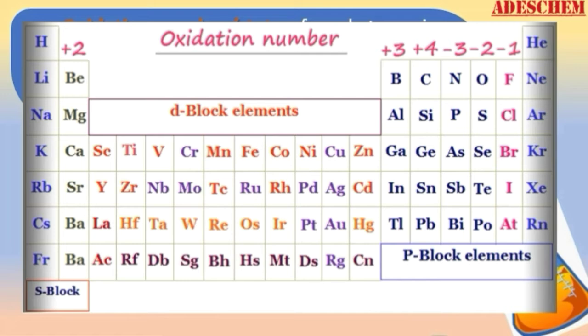Manganese can exist in the oxidation states of +2, +3, and +4 as well. Copper has the ability to exist in more than one oxidation state: +1 and +2.